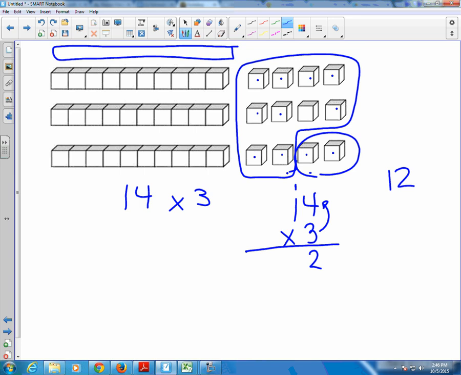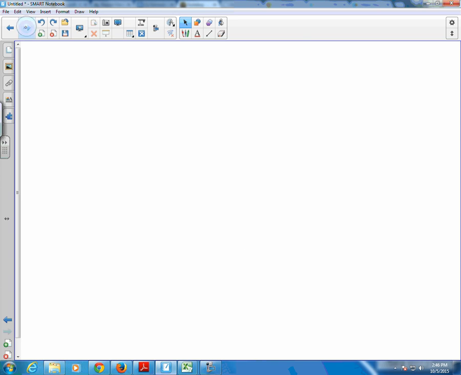And then we multiply the tens. So we multiply the 3 times 1. 3 times 1 is 3. Don't forget to add the number that we carried. 3 plus 1 is 4. So my answer will be 42. Okay? Keeps getting simpler. I don't know if you noticed that the other methods are a little bit complicated. This is much simpler. Yes, you're right. It is easier this way.